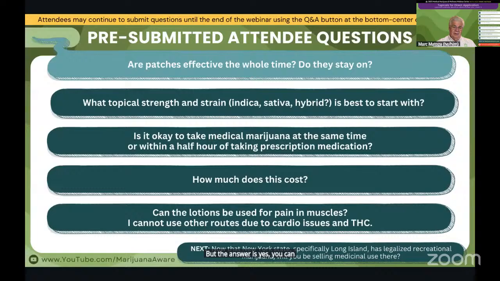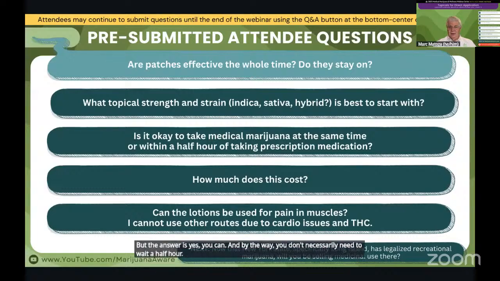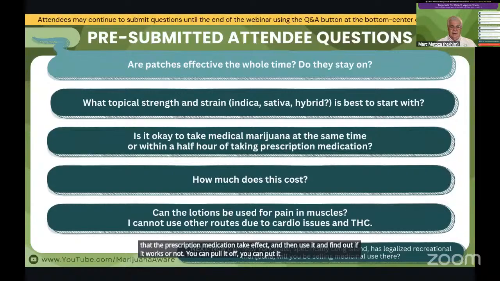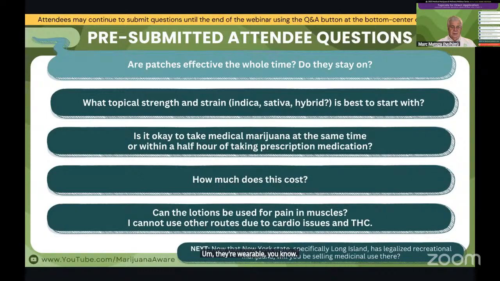And by the way, you don't necessarily need to wait a half hour, although it's not a bad idea to wait a half hour, let the prescription medication take effect, and then use it and find out if it works or not. You can pull it off, you can put it on, and again, that's the nice part about patches. They're wearable. You can try them and then stop using them and then put them back.